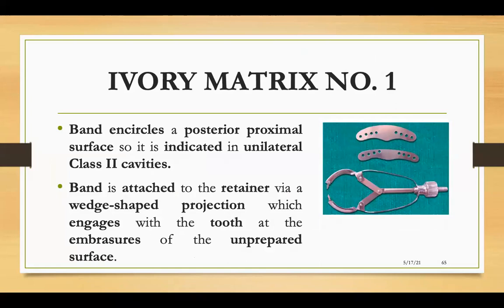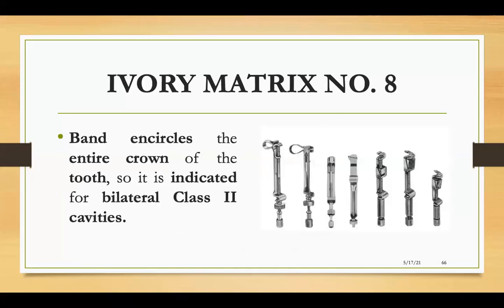The band is attached to the retainer via a wedge-shaped projection which engages with the tooth at the embrasure. So when you go buy your stuff from the shopkeeper or anyone, they will fool you by giving you this. You should know exactly what we are asking you to get, so don't just get these. Ivory matrix number 1. The one that looks straight is actually ivory matrix number 8. The band encircles the entire crown of the tooth, so it is indicated for bilateral.